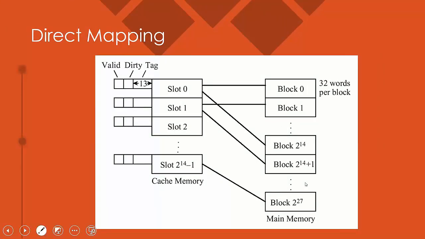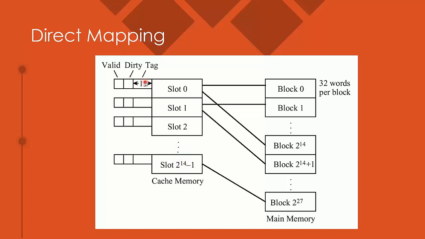So this is how the diagram looks like. Block 0, for example, in main memory can only go to slot 0. The same to block 2 or 14 can only go to slot 0. So slot 0 can cater for 2 blocks. One slot will have many blocks that can go in, but one block can only go to one slot. So the tag now is only 13 bits because it is what is left after we minus 14 from 27.